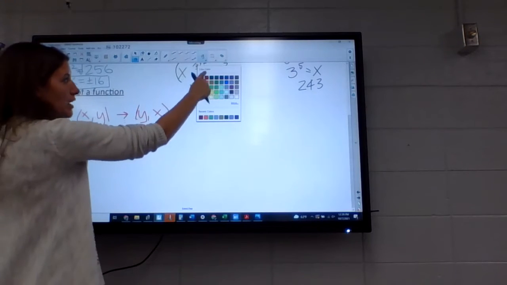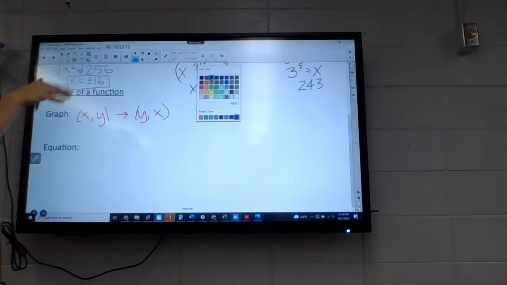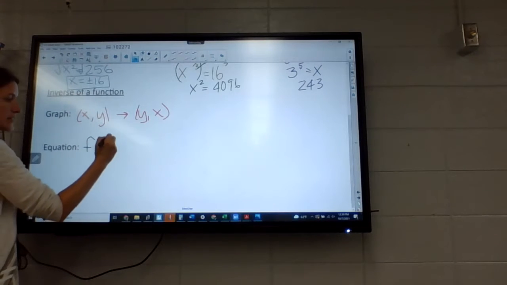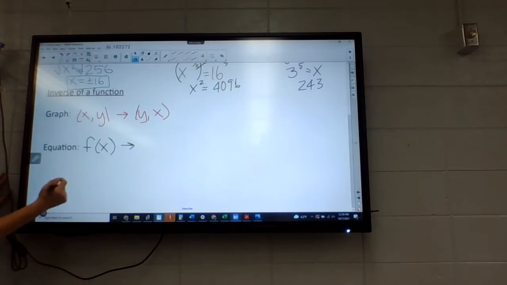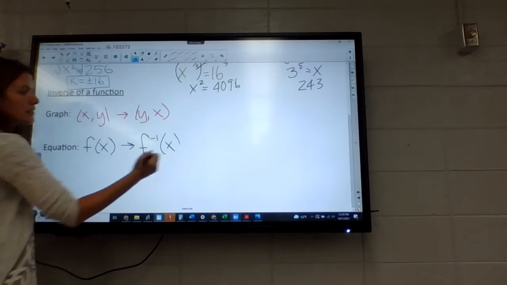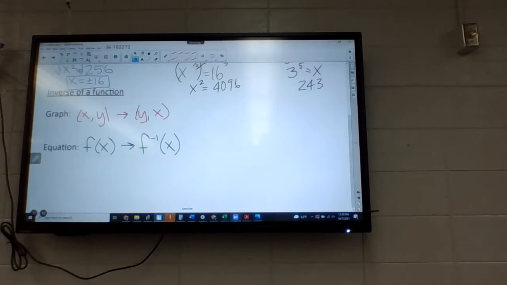It's essentially what we were talking about up here. So we have f of x, and we're going to switch that to its inverse. The symbol for the inverse is an f to the negative 1 power. What that essentially means is you're completely changing it as much as you possibly can.